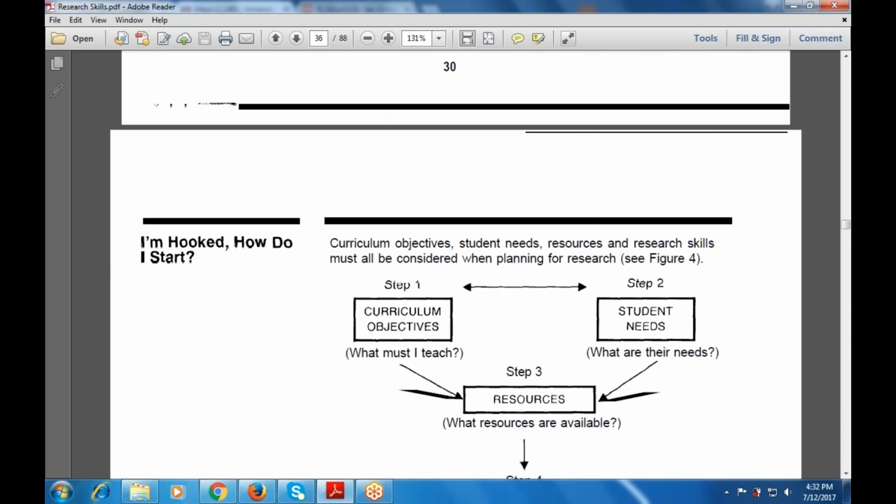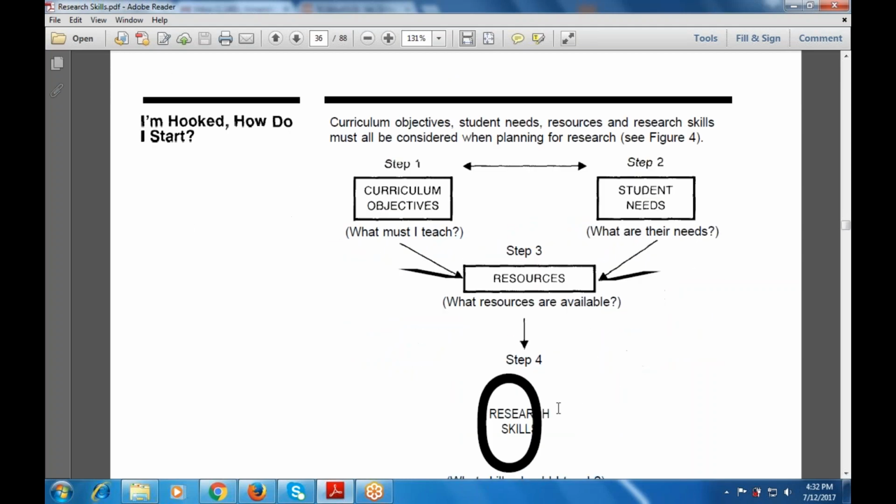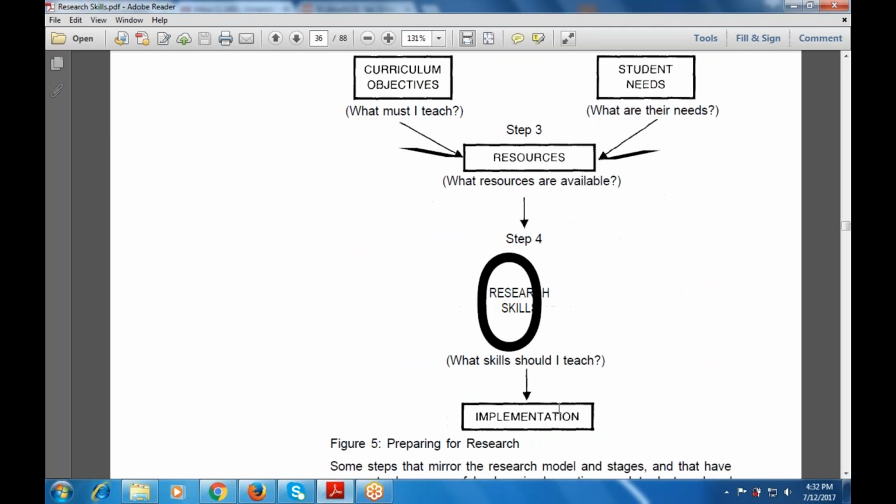Now, if I am hooked, how do I start? What should the curriculum objectives be? Student needs, resources, and the research skills must be considered when planning for the research. There are multiple stages. Stage 1 is curriculum objectives. Stage 2 is student needs. Stage 3 is resources. And the last, stage 4, is research skills.